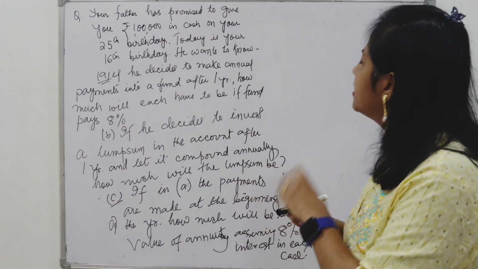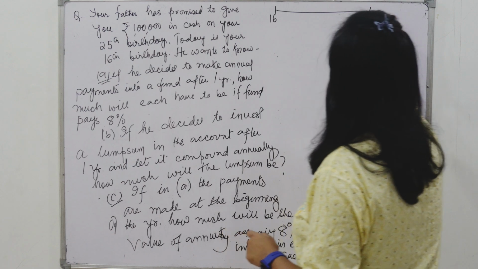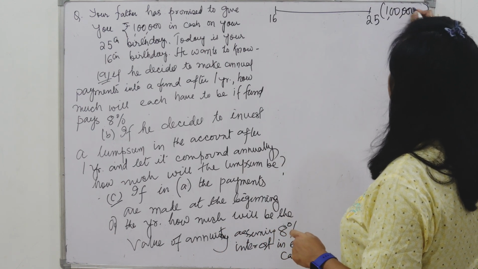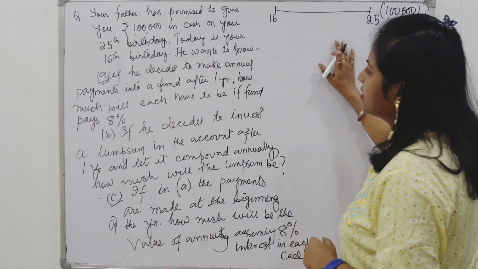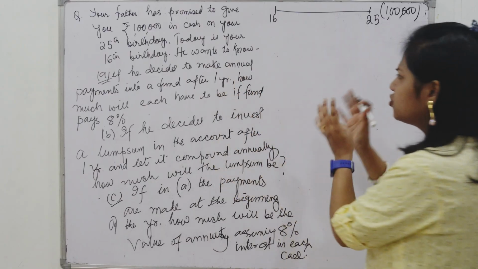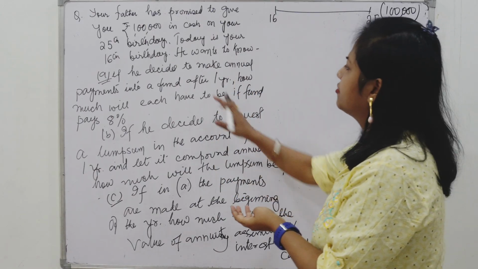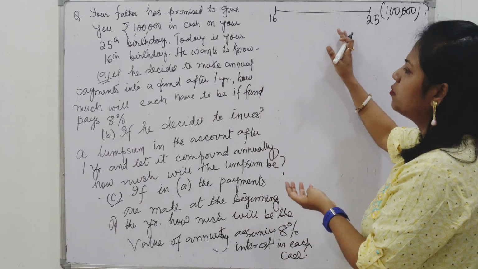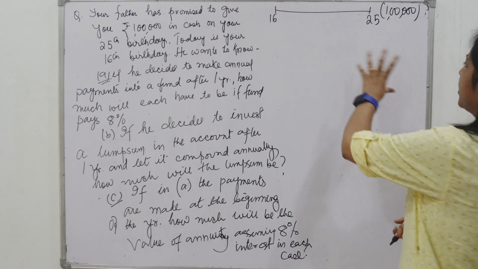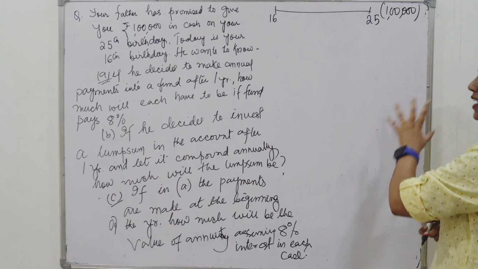So what does this mean? It means that today is your 16th birthday and on your 25th birthday your father wants to give you cash of rupees 1 lakh. And he decides to make annual payments in a fund. So he wants to save some money by putting some money in a fund after 1 year. How much will each have to be? Means how much will the installment be? He wants to save so that on your 25th birthday he has 1 lakh he can give you.